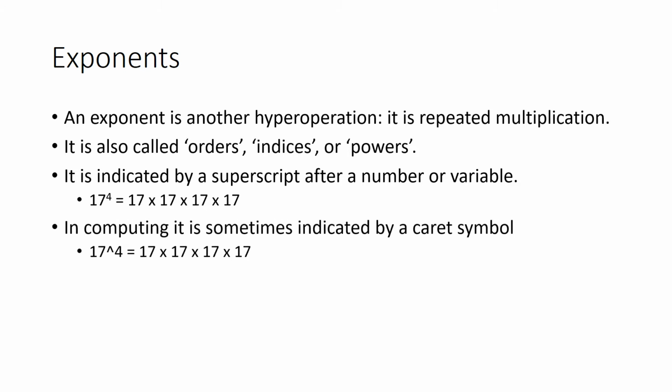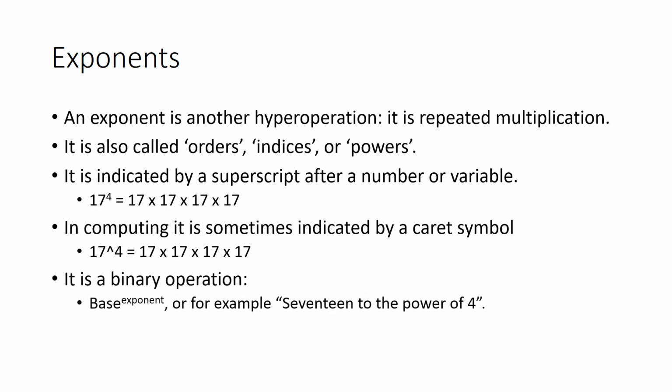And in computing, we sometimes represent that with a caret symbol. That little thing there is occasionally called a hat, but its proper name is a caret, not the kind you eat. But there we go, 17 to the power 4, 17 times 17 times 17 times 17. Unfortunately, in C# there is no such operator, so we have to put in a function. But that is there in some languages. Exponents are a binary operation. You've got two numbers, the base and the exponent. And as I've said there, it's described that way, so 17 to the power 4.